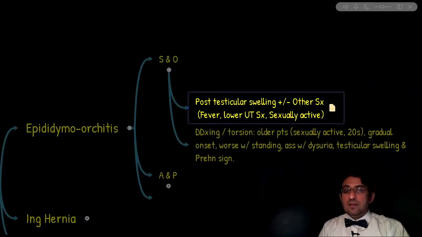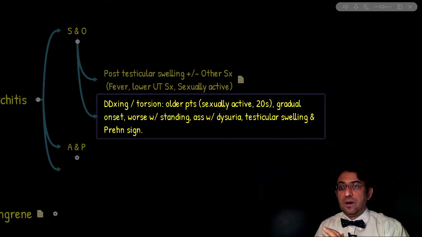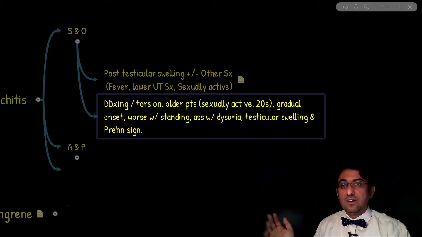Now, the next is a very important question, and that is differentiation of epididymitis from torsion. We talked about the fact that we need to perform tests and clinical evaluation to rule out torsion if the patient has some of the risk-related findings.